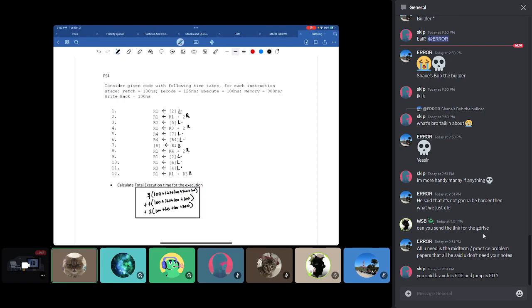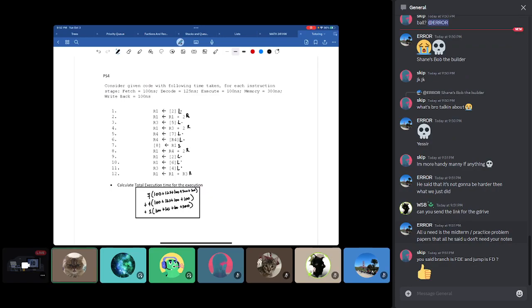You said branch is FDE and jump is FD. Yeah, because for branch you're doing the comparison in the ALU in the exec. And the exec in branch can differ by 1 nanosecond, because if it turns out to be false, then you don't increment. But if it turns out to be true, then you increment PC to whatever label it is, and that's 1 extra nanosecond to do so.